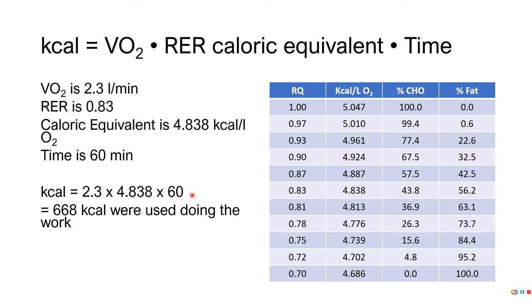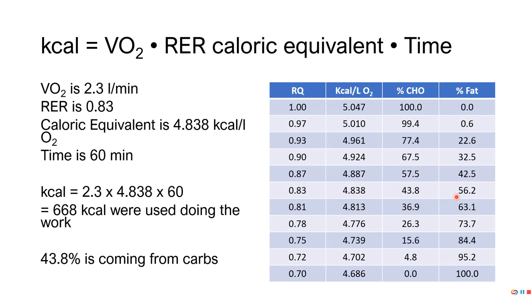All right. And so the next question is, well, how much is coming from fats? How much is coming from carbs? And we go back to this 0.83 RER, and we know that 43.8% of our energy was coming from carbs, and the remaining 56.2% was coming from fats.